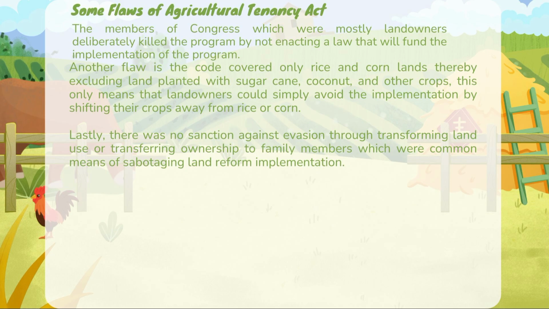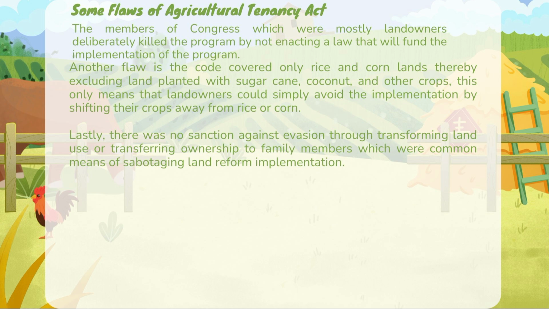Second, the law only applied to rice and corn lands. This was unfair because other important crops like sugarcane, coconut, and others were not included. As a result, landowners could easily escape the law by planting different crops instead of rice or corn.